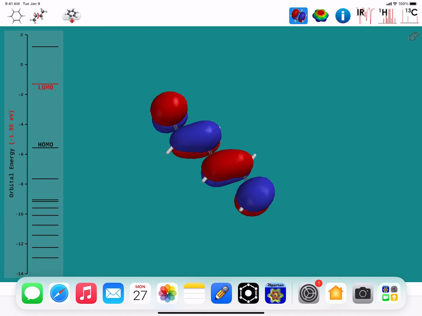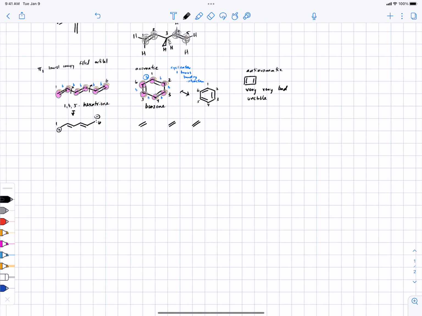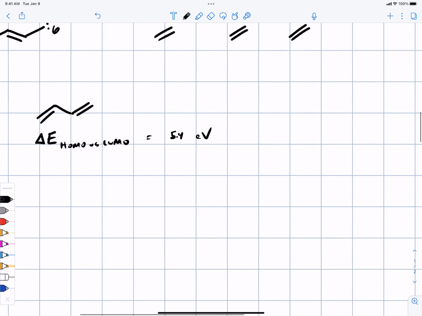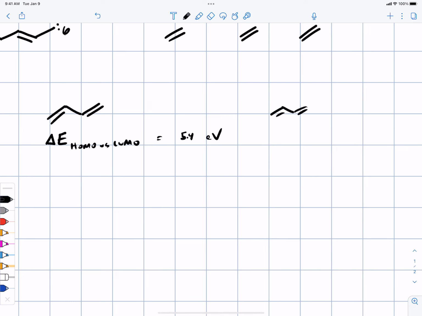Minus 5.6 minus minus 1.3 is 4.3. So we said that, at least according to Spartan, for 1,3-butadiene, the difference in energy between HOMO and LUMO was 5.4 kilocalories per mole. No danged electron volts. And whether it's positive or negative would depend on whether we were going one direction versus the other. And then for the 1,3,5-hexatriene, what was it? 4.3. All right, 4.3. That's fine.